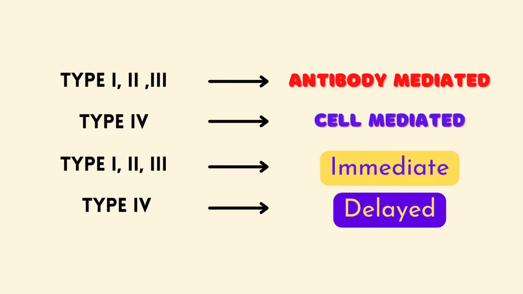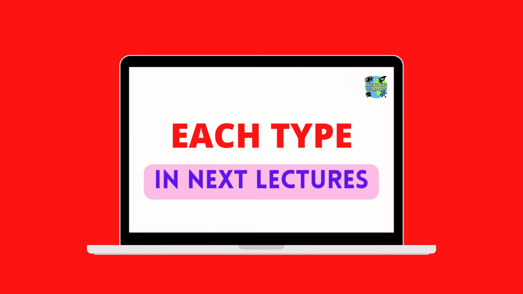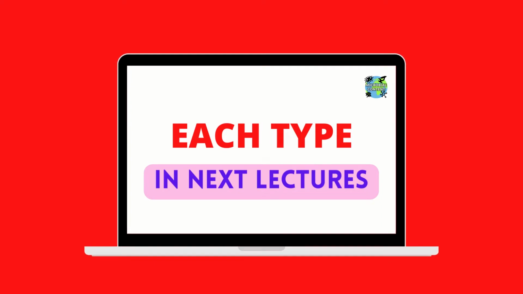Among these, type 1, type 2, and type 3 are antibody mediated. Type 4 is cell mediated. And type 1, type 2, and type 3 come under the immediate type, and type 4 is the delayed type of hypersensitivity reaction. We'll see each type in detail in our next lecture.